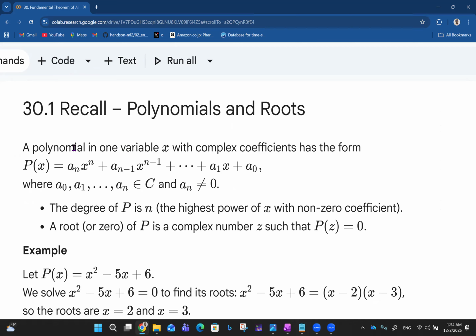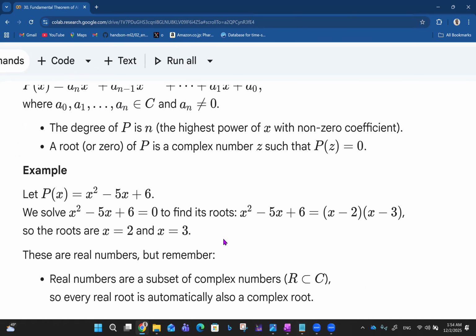So a polynomial in one variable x with complex coefficients has this form, and the degree of p is n, the highest power of x with non-zero coefficient, as we've talked about. A root of p is a complex number z such that p of z is equal to 0. Before now we've called this C, we've called it R, and whatever you want to call it. But here we are looking at the fundamental theorem of algebra, so we are looking at complex numbers in a broad sense, considering that real numbers are subsets of complex numbers.